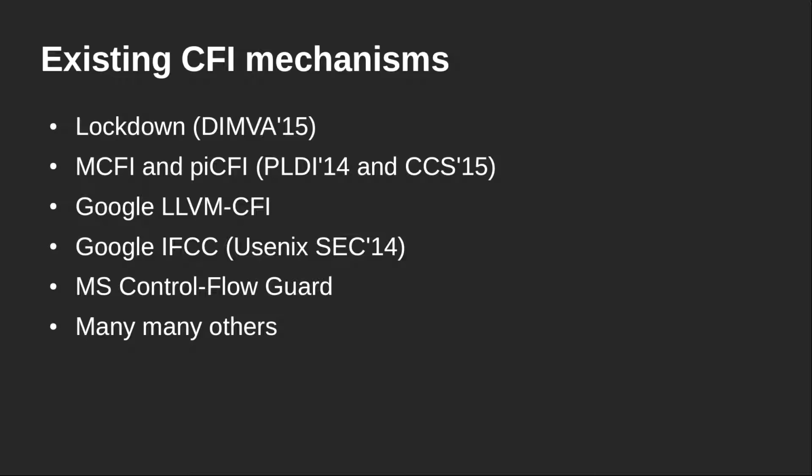And I picked out a bunch of different control flow integrity mechanisms that have been proposed either by academia or by Google or Microsoft and others. So there's Lockdown that enforces a dynamic control flow integrity policy on top of binaries by using a form of binary analysis. So you don't need source code for that. There's MCFI and PyCFI, which are two forms of source-based control flow integrity that need a full compile time analysis of all the available code.